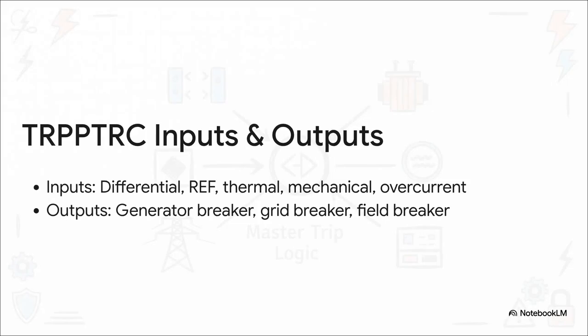To actually pull this off, the TRP-TRC function takes inputs from literally every protection element out there. Differential, restricted earth faults, thermal, mechanical, overcurrent, you name it. It processes those inputs and issues coordinated trip outputs to all the necessary breakers and systems. For a generator transformer block, that typically means simultaneously opening the generator breaker, the grid breaker, and initiating field de-excitation. Every single thing that feeds the fault must be shut down at once.